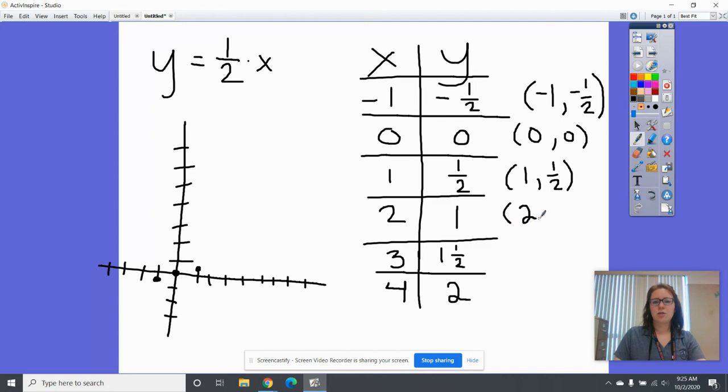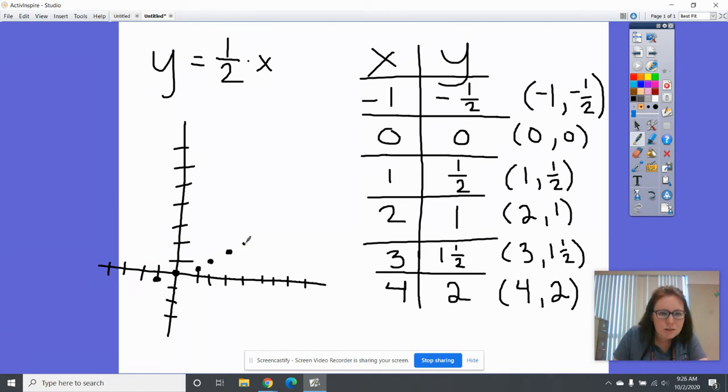The next one is 2, 1. So I go to the right 2, 1, 2, and now I go all the way up 1. The next one is 3, 1.5. So I go to the right 3, 1, 2, 3, and I go up 1.5. And the last one is 4, 2. So I go to the right 4, 1, 2, 3, 4, and I go up 1, 2, right there. It's hard for me to tell. Maybe right about there. Excellent.